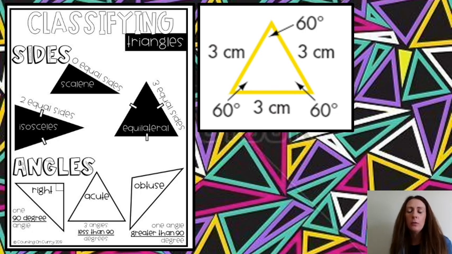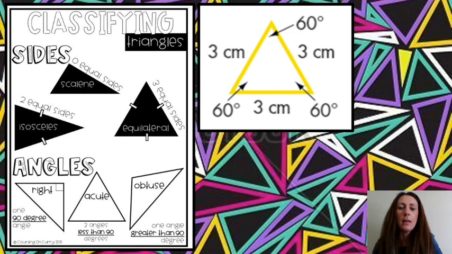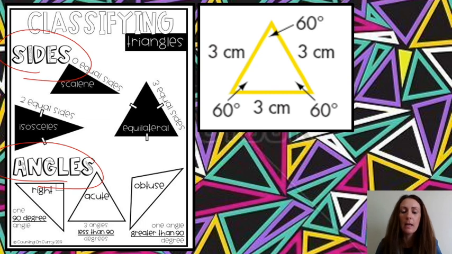Okay, now that you've learned about how we classify triangles by their angles and by their sides, let's do some practice. So you see that I have a triangle on the screen for you. I also have this chart for your reference. I told you in the other slide that I would have that there for you so that you can reference it. It shows you sides, and it also shows you angles. So it has everything there for you all in one spot. All right, so let's get started.